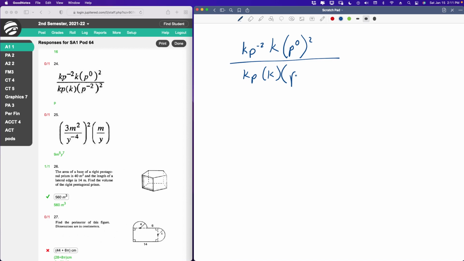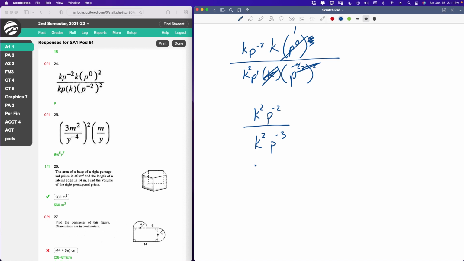All right, let's deal with the first one on top. 2 times 0 is 0. All right, so that goes away. That goes away because it becomes 1. So the top, we have k and a k. So we have k squared p to the negative 2. That's the top. All right, now we have negative 2 times 2. So that's going to be to the negative 4, right? And we have k and k. So that's going to be to the 2. And then this is to the 1. So that's going to be to the negative 3. So we have k squared p to the negative 3.